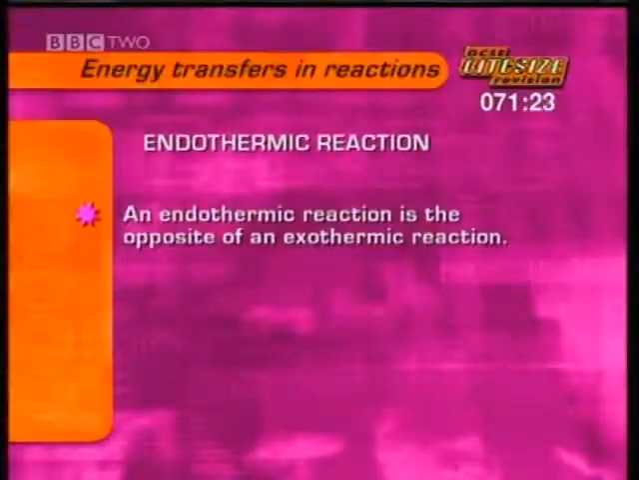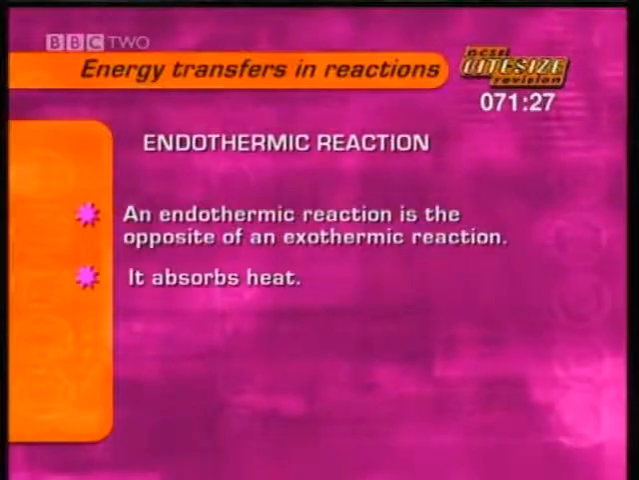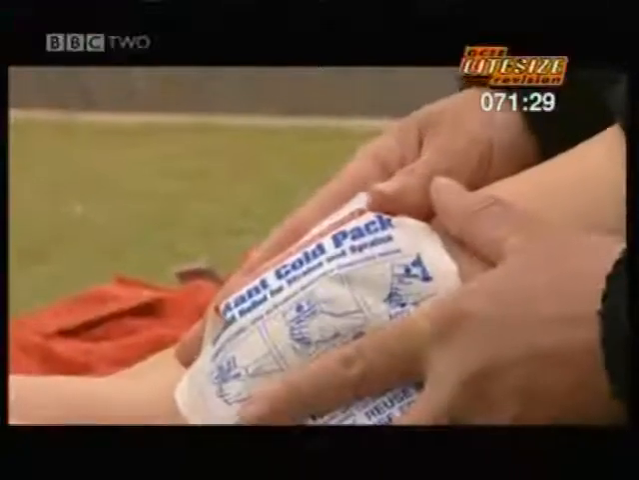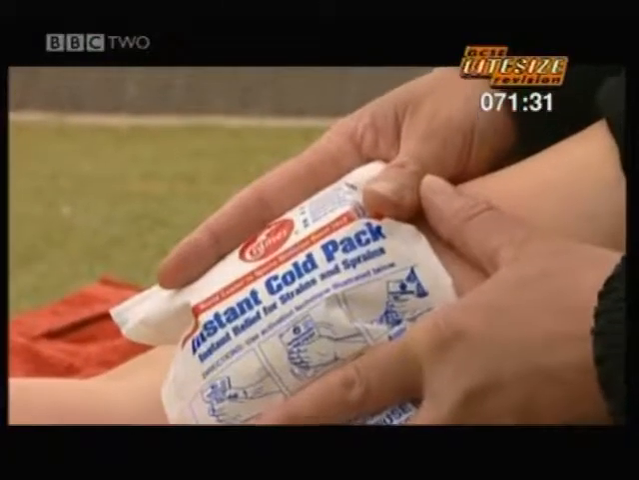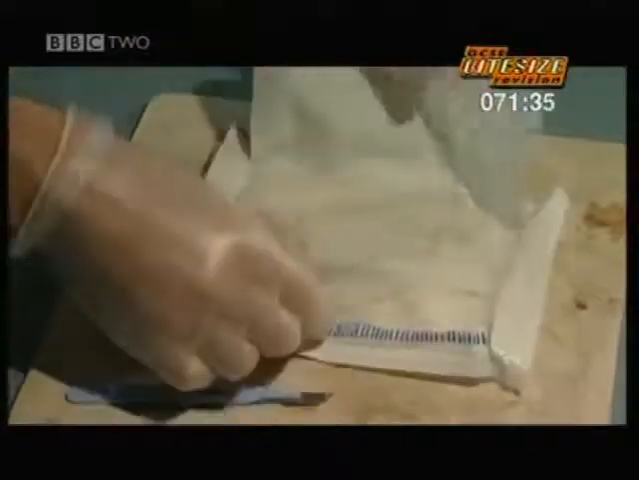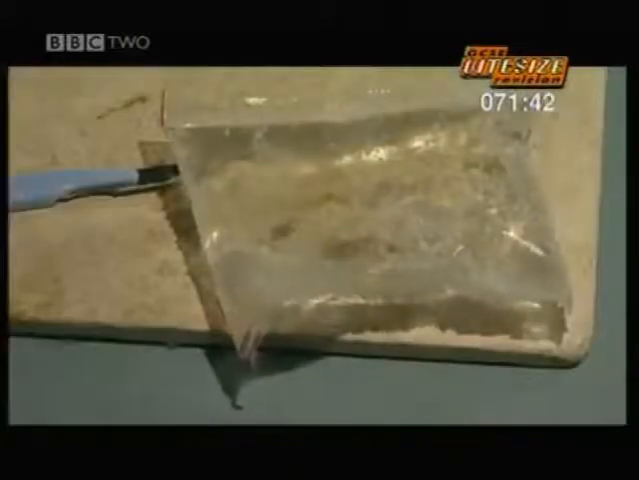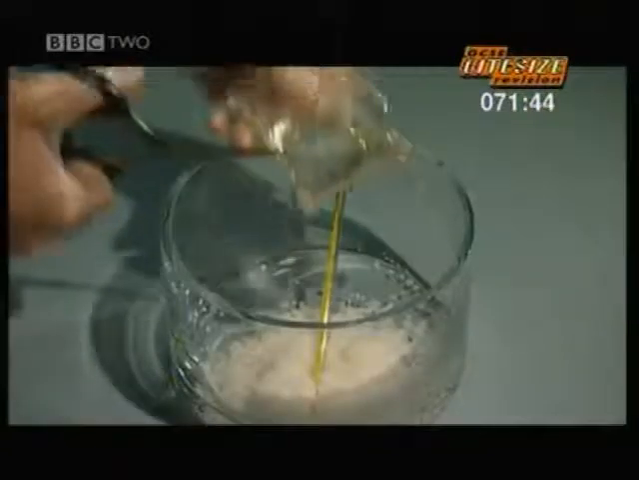An endothermic reaction is the opposite of an exothermic reaction. It absorbs heat. Like an instant ice pack. Inside the pack are dry ammonium nitrate crystals and a small bag of water. Break the bag open and the reaction starts.